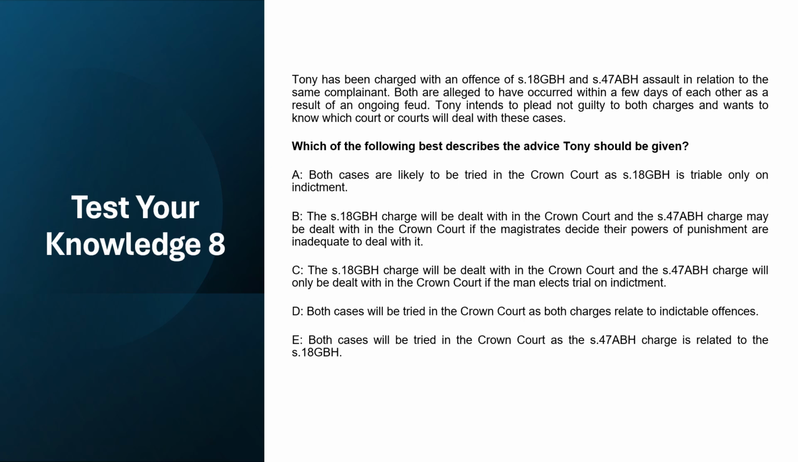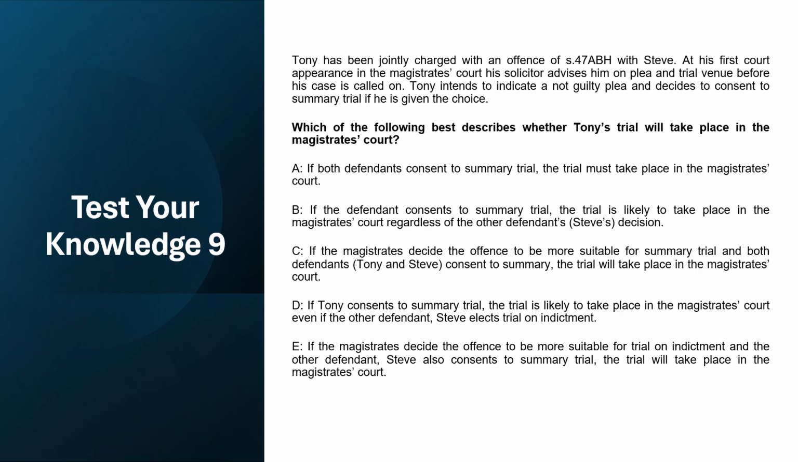A, both cases are likely to be tried in the Crown Court as Section 18 GBH is triable only on indictment. B, the Section 18 GBH charge will be dealt with in the Crown Court and the Section 47 ABH charge may be dealt with in the Crown Court if the magistrates decide their powers of punishment are inadequate to deal with it. C, the Section 18 GBH charge will be dealt with in the Crown Court and the Section 47 ABH charge will only be dealt with in the Crown Court if the man elects trial on indictment. Is the answer D? Both cases will be tried in the Crown Court as both charges relate to indictable offences. Or is the answer E? Both cases will be tried in the Crown Court as the Section 47 ABH charge is related to the Section 18 GBH.